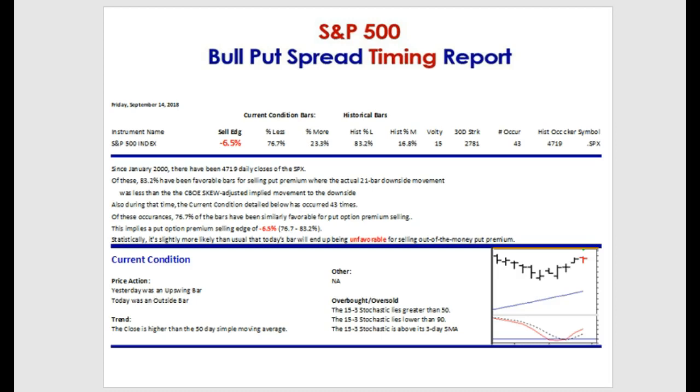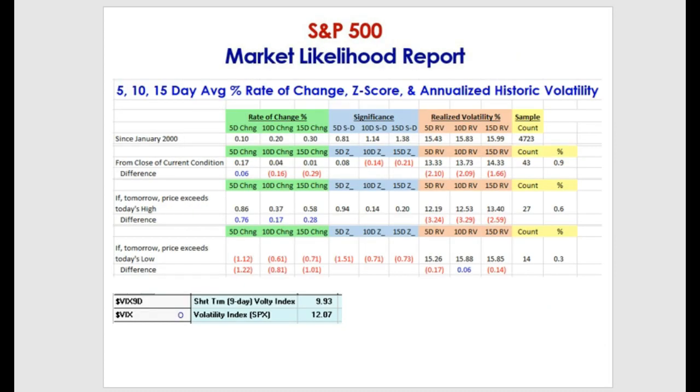What's going on here? So let's go to the market likelihood report. What we do here is we just look at the benchmark rates of change that have occurred for every 5-day, 10-day, and 15-day rate of change. So what you'll see here is out of the over 4,700 closes since January of 2000, on average, the market goes up roughly 0.1% every 5 days.